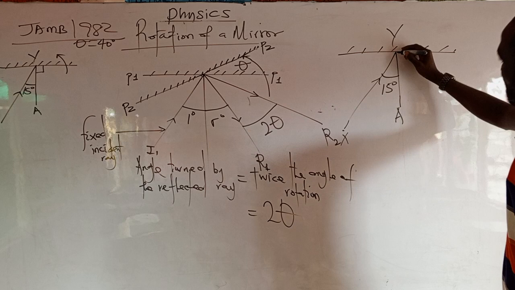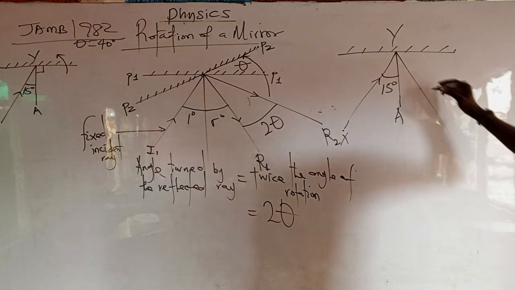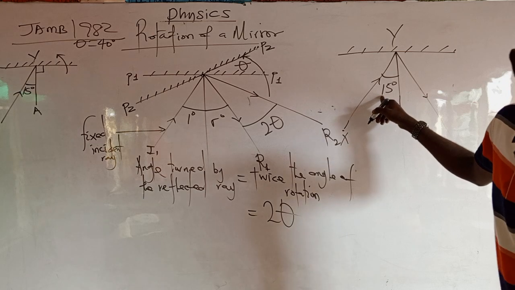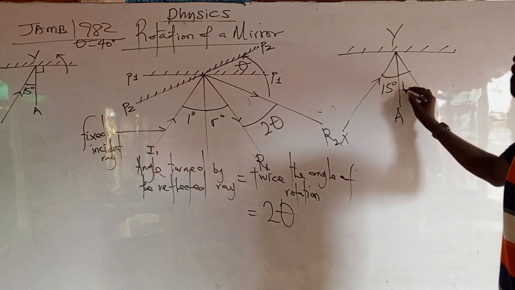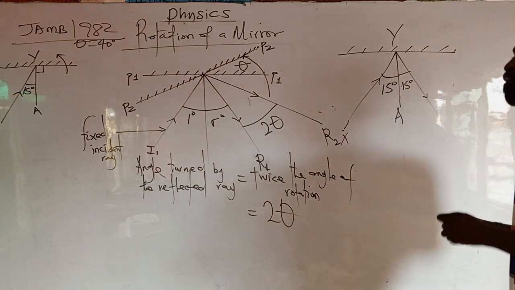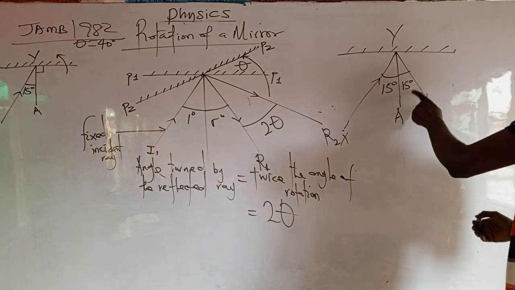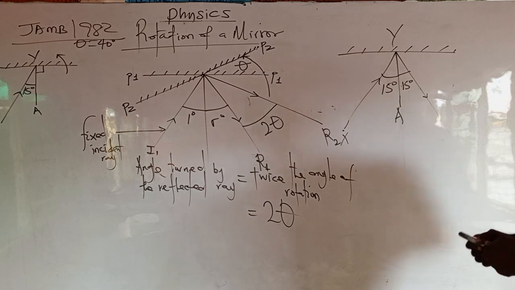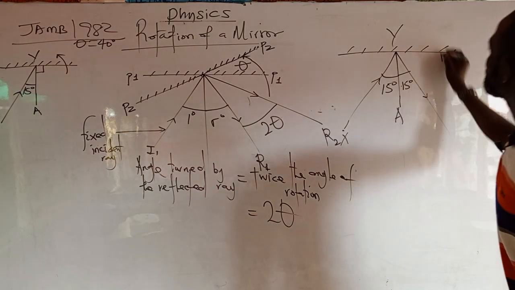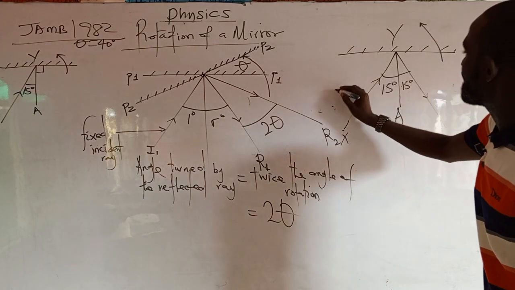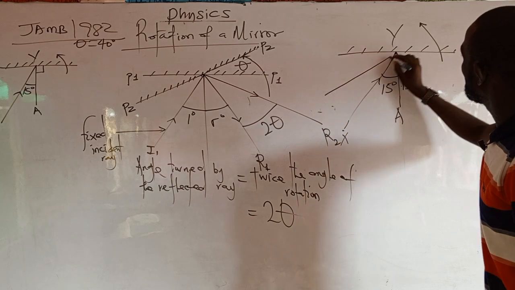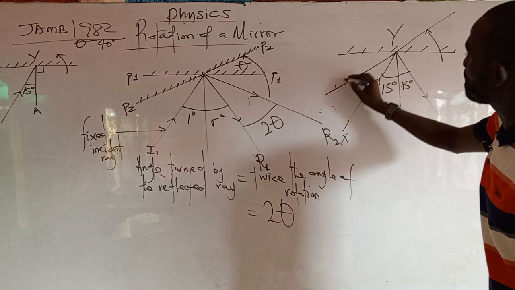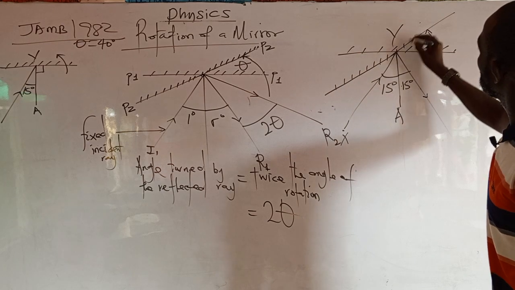So the first thing is let us get the angle of what now? Angle of reflection. If the angle of incidence is 15, what will the angle of reflection be? 15 degrees, because the angle of incidence is equal to the angle of reflection, from the second law of reflection. So what's the next thing? This mirror is now rotated through 40 degrees. So from here, now I have the mirror like this. So this is now the mirror.